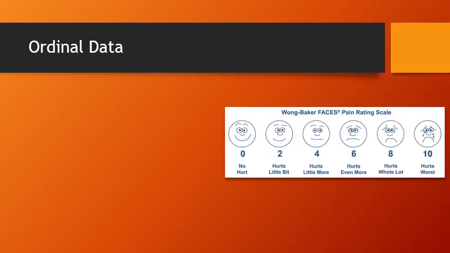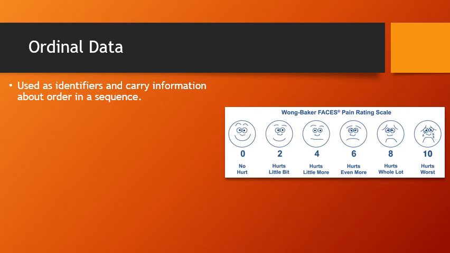Let's look at ordinal data. Ordinal data is something in order. You might have seen these faces. If you go to the hospital, they might show you, instead of asking you, especially when you're younger, this is what they give children: pick the face. That way they can turn ordinal data into numbers. So they're used as identifiers. They carry information about order. However, they don't convey information about distance between the variables.